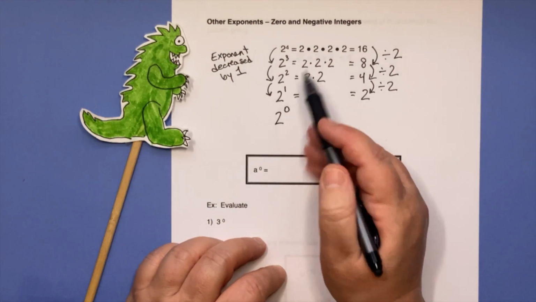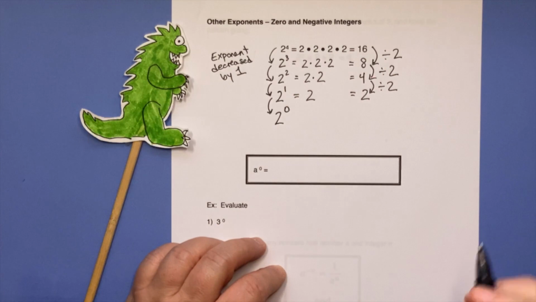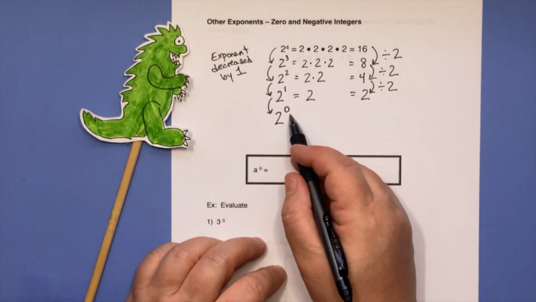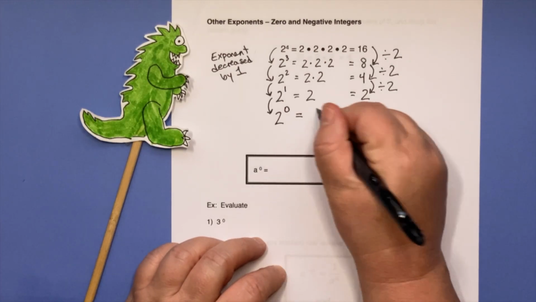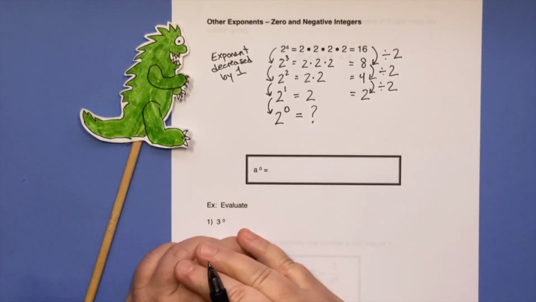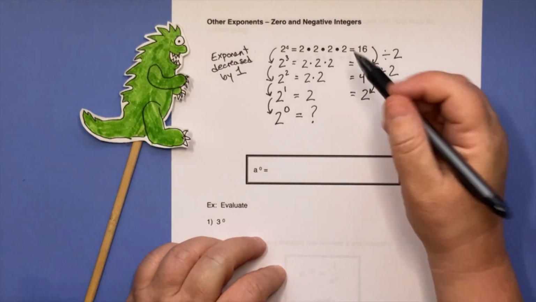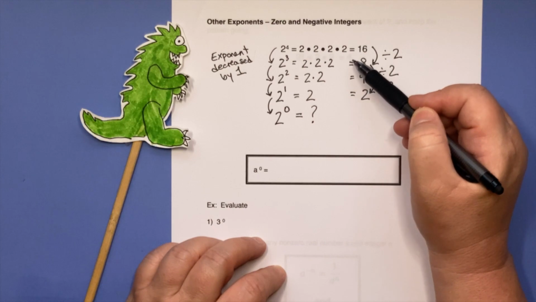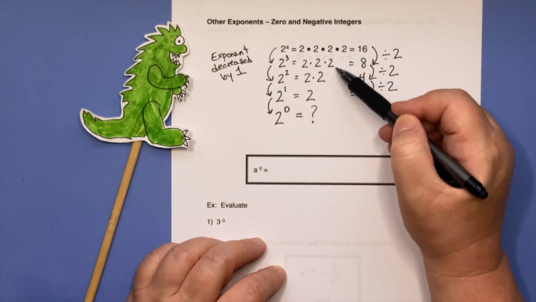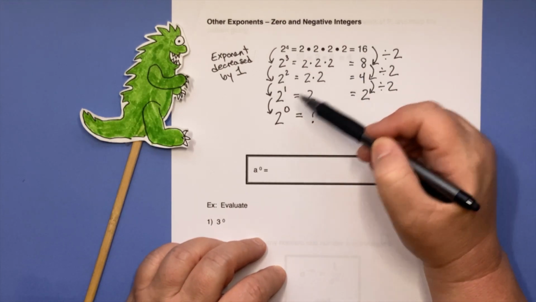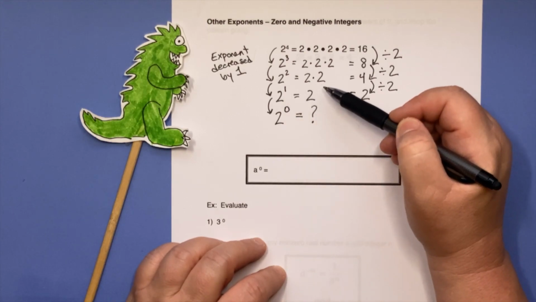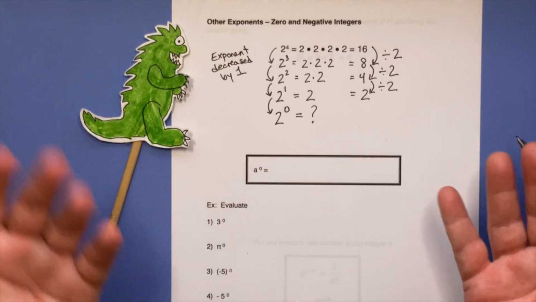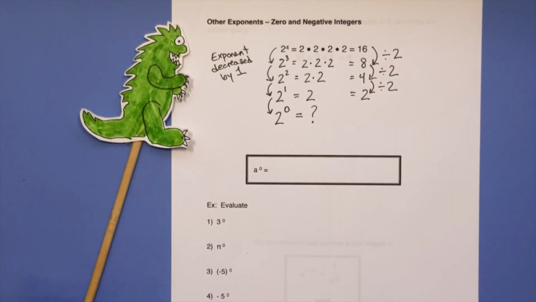I'm going to go ahead and decrease the exponent by 1. So now I'm going to get to 2 to the 0th power, which I will claim does not have a physical representation, not in the same way that these do. The 2 to the 4th means 2 times 2 times 2 times 2, 4 times. 2 cubed is 2 times 2 times 2. 2 squared is 2 times 2. 2 to the first power is just one of those 2's. And 2 to the 0th power, who knows what that means? It means no 2's.